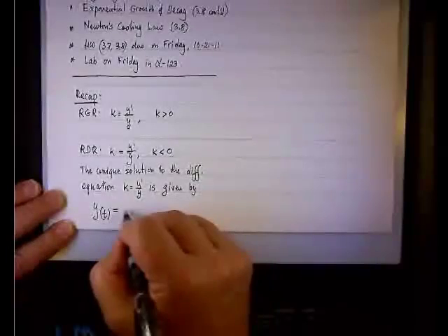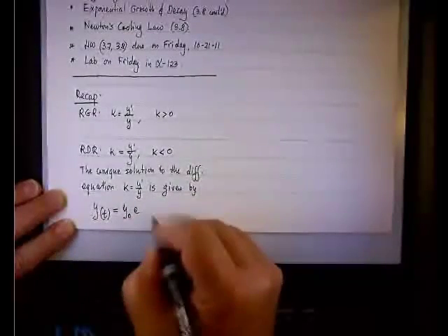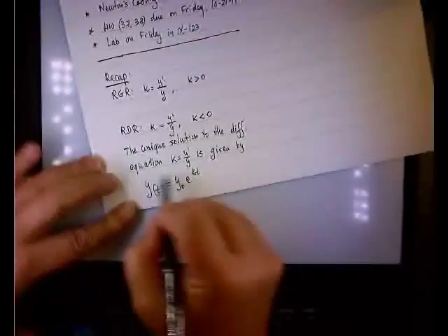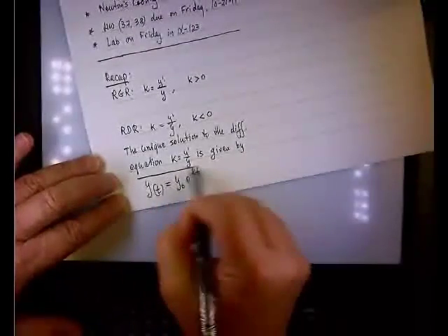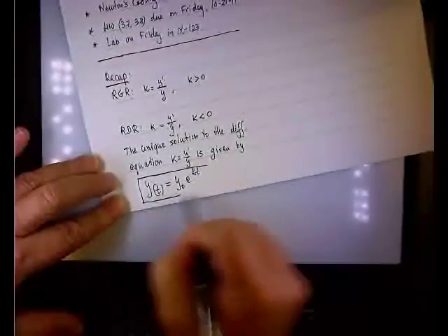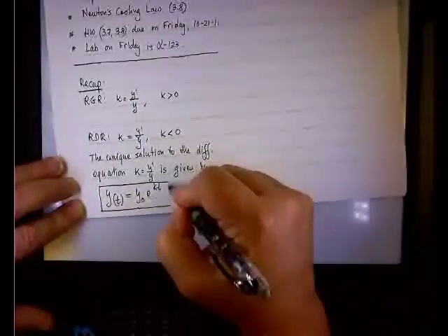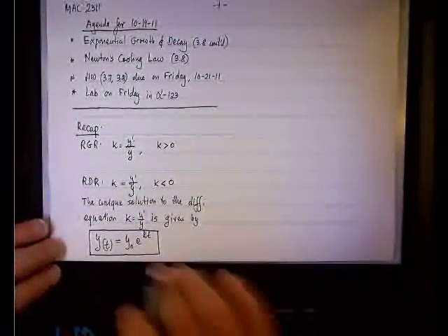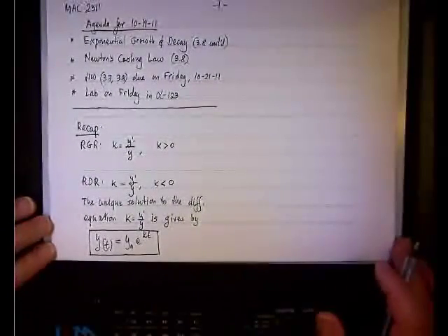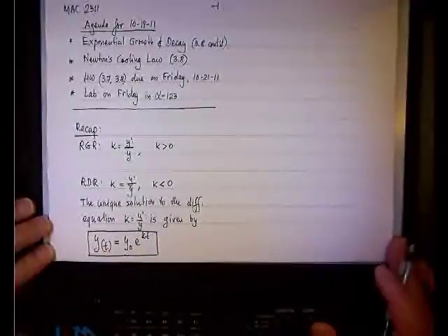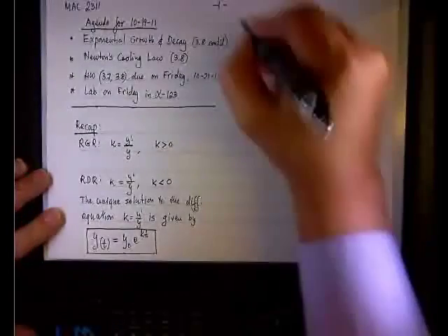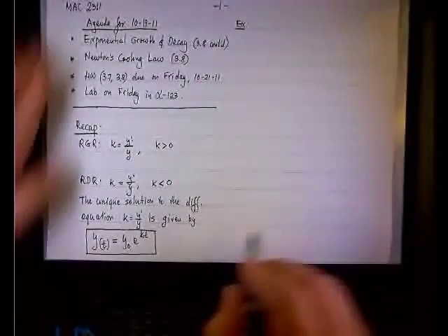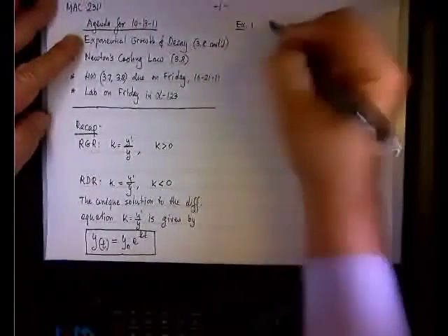y of t equals y sub 0, which is the initial value of the function, times e raised to the power of kt. This function is enormously important. It's a component in the solution to most differential equations. Okay, so here's the first example for the day. Let's call it example 1.